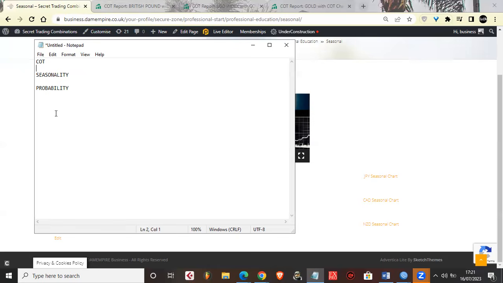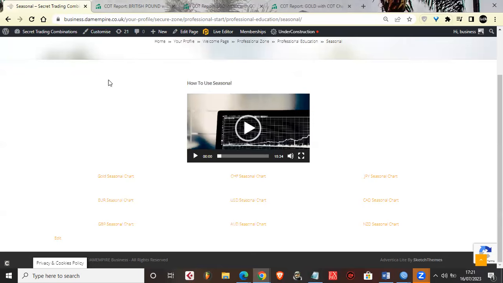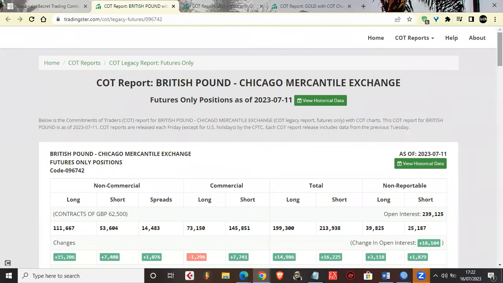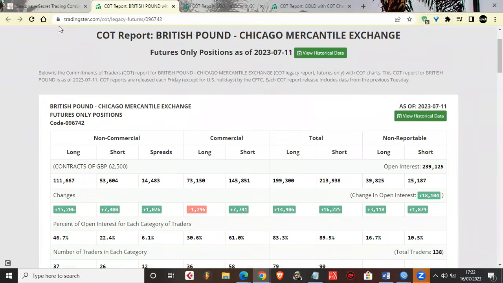Normally I go through the COT from its page on this website, but I don't want to do that right now because I've already downloaded it. Sometimes it takes a while to load. So I've downloaded it and I've not done any analysis, so I'm going to be doing it with you right now. Let me just quickly run through that.